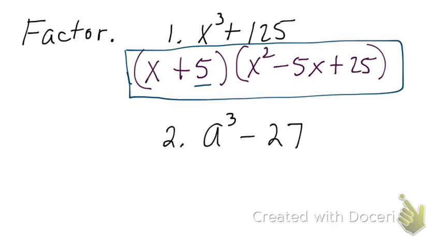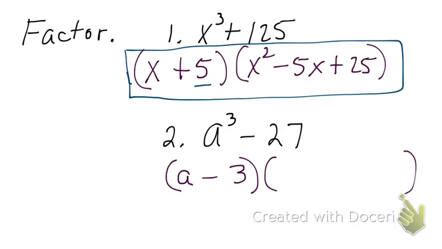So here, I'm going to have a binomial times a trinomial. In my binomial, my first term, I'm asking myself, what cubed gives me a cubed? Well, that's just a. The sign's going to be negative, or subtraction. And then what cubed gives you 27? That would be 3. And then again, we're going to use this binomial to get our other three terms.